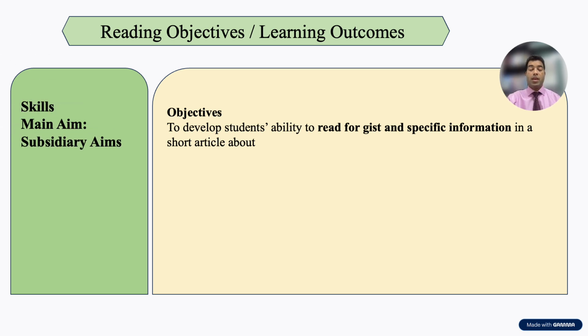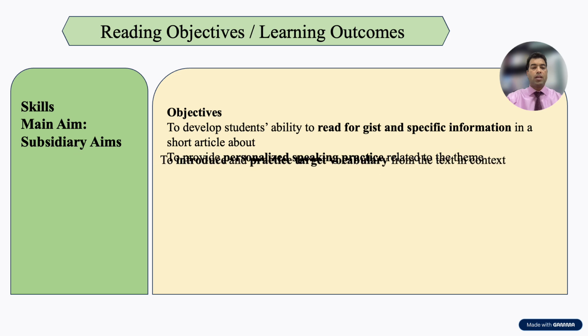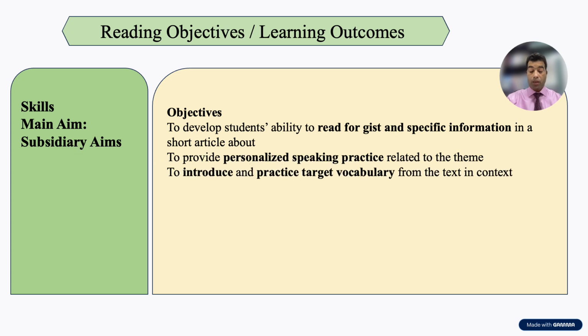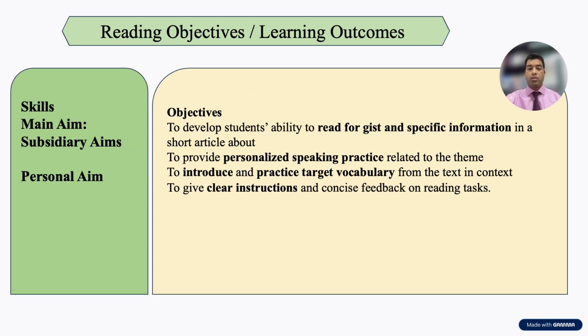Then the subsidiary aim, like the main aim, is reading. Then writing can also provide personalized speaking practice or writing practice, and introduce target vocabulary. So while reading we have to teach students target vocabulary, and also give students a writing or speaking exercise at the end of the reading activity. Then there is the personal aim. This is not a private aim, it is a personal aim of the teacher, so he can deliver the lesson well, let the students understand the instructions carefully, with clear instructions and concise feedback. That comes under personal aim.